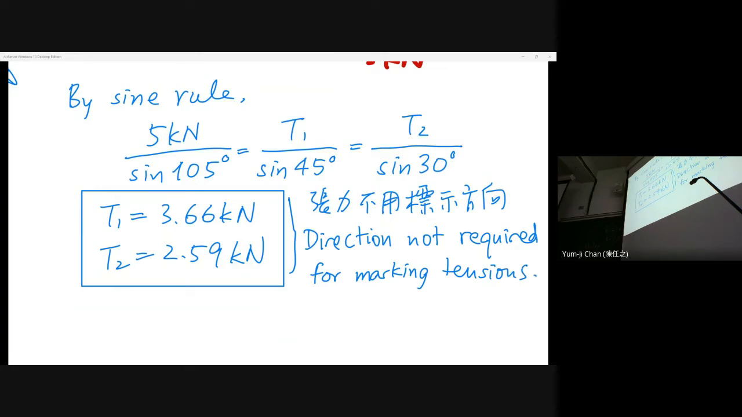So if your answer is a tension in a rope, you don't need to write down the angle. But for normal forces that you don't know, because for a rope the forces are always in this direction, we don't need to mark the direction. But for other forces we need to mark the directions.